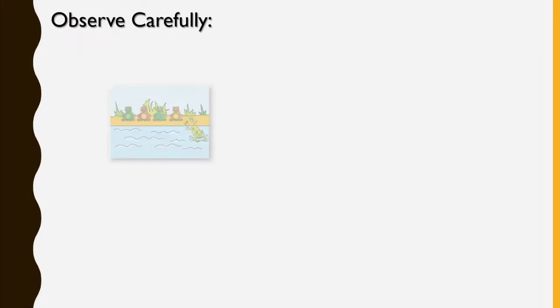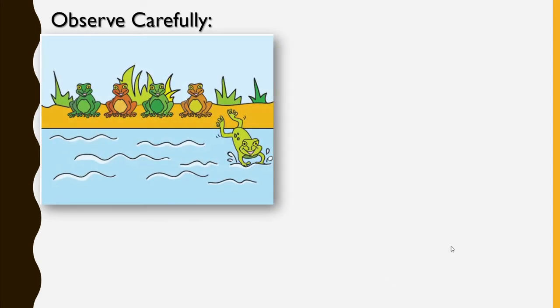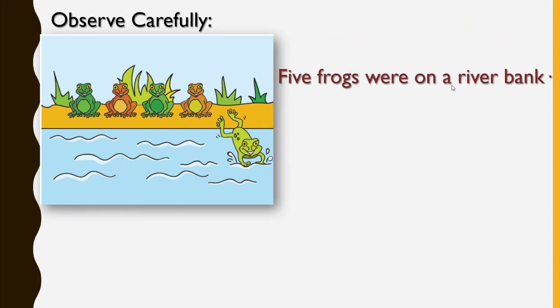Observe carefully. Here you can see a picture of frogs, right? Now, here 5 frogs were on a river bank. This is the river, correct? Water you can see. And how many frogs were there? 1, 2, 3, 4 and this one is the 5th one. 5 frogs were on a river bank. 1 frog jumped into the water. Here, this green one. Okay? It jumped into the water.